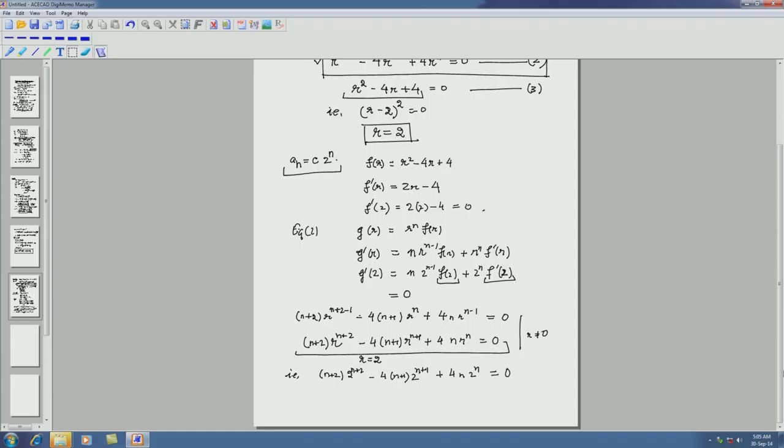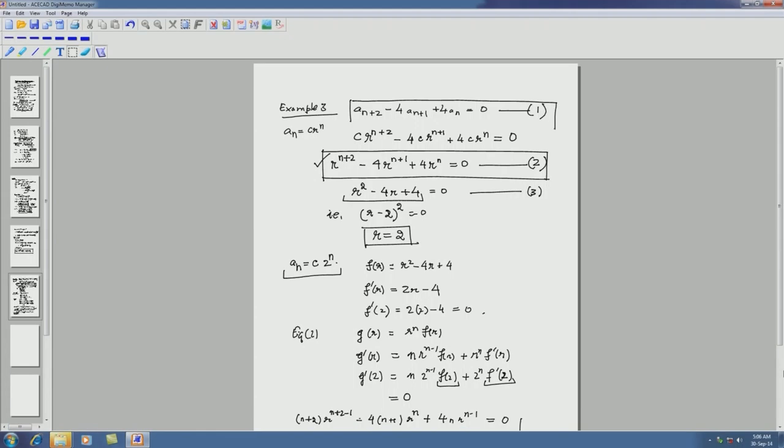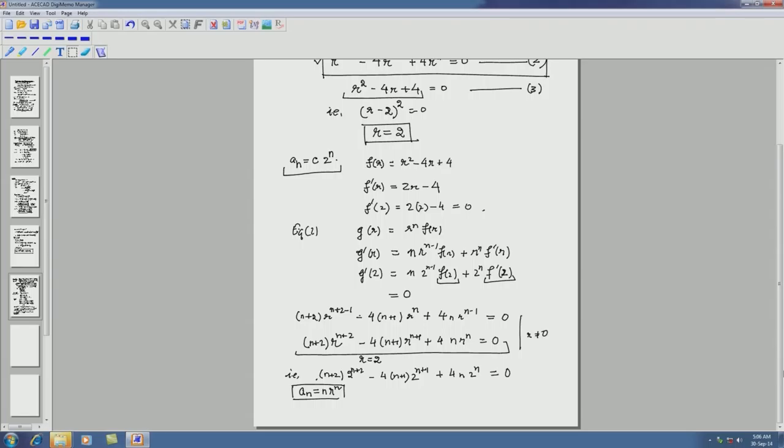That means that if I had taken a n as n r to the power n as a discrete numeric function, that discrete numeric function will satisfy the linear recurrence relation given by 1. Let us match it, because we have here (n plus 2) 2 to the power n plus 2, which is a n plus 2 if a n equal to n r to the power n. So, I have a n plus 2 minus 4 a n plus 1 plus 4 a n equal to 0.